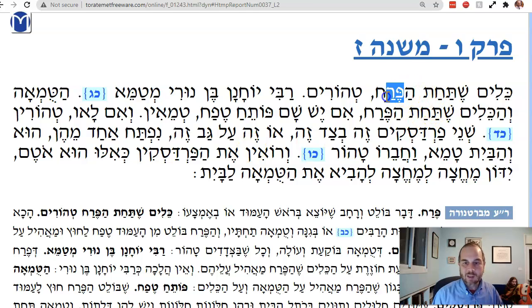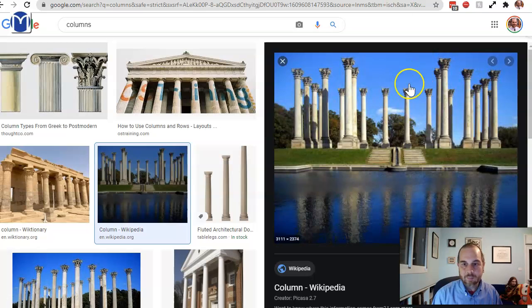Kelim shetachata perach. The perach is the flower of the pillar. So if there's tumah under the amud, but then there's a kli under the perach, the Mishnah says tehorim. What's a perach? Davar bolet v'rachav, something that protrudes, that goes out, shiyotzei b'rosh hamud o be'emsa, in the middle or the side of the pillar. So we all know, if you've seen columns, right?